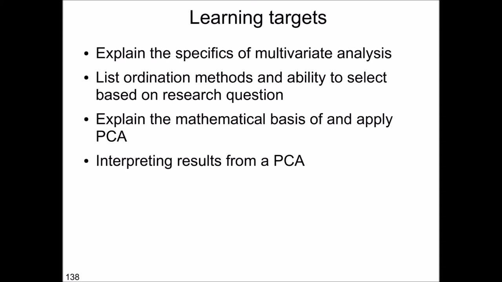The learning targets of this session are, first of all, to explain the specifics of multivariate analysis, to be able to list different ordination methods and select the one that is relevant for your research question, to explain the mathematical basis and apply PCA, and finally to interpret results that we obtain from a PCA. The mathematical details are important in the context of PCA and are mainly discussed there and not in subsequent methods, because you understand the basis of other techniques when you understand what's going on in PCA, and you will know soon what I mean by this when you have discussed several of the ordination techniques.